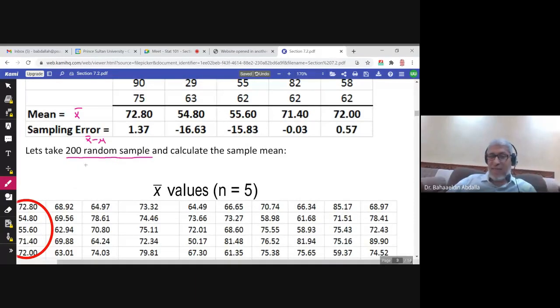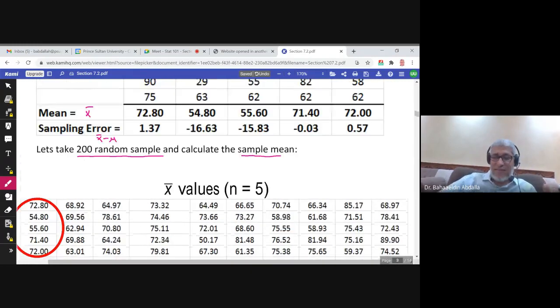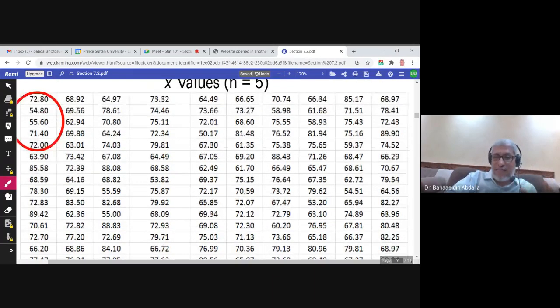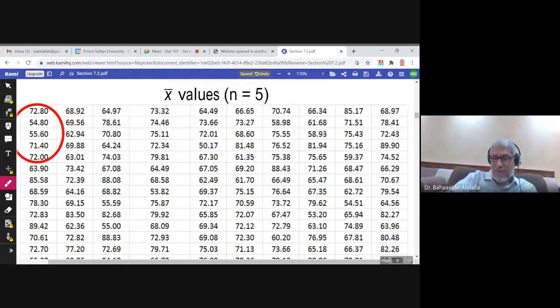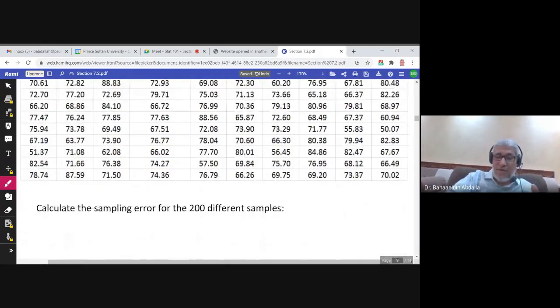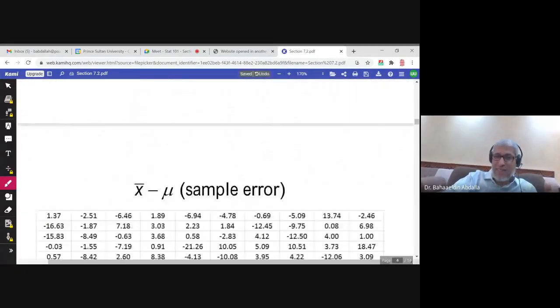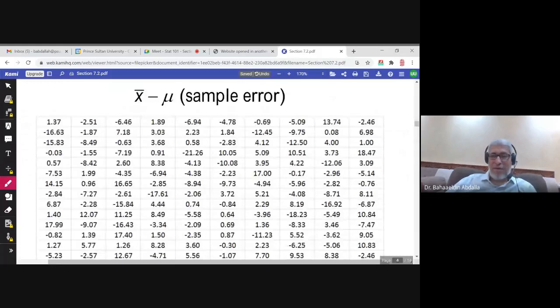Here we selected 200 random samples of size 5 and calculated X bar for each of these samples. And these are the first 5 we selected, and we continued. See, 200 samples. For each sample, this is the X bar. So this is only the X bar. And then we can also find the sampling error for each X bar, for each sample. So these are the sampling errors for the 200 samples.